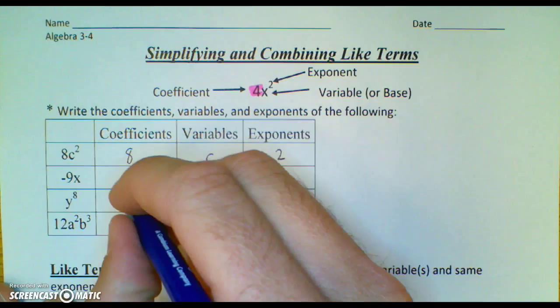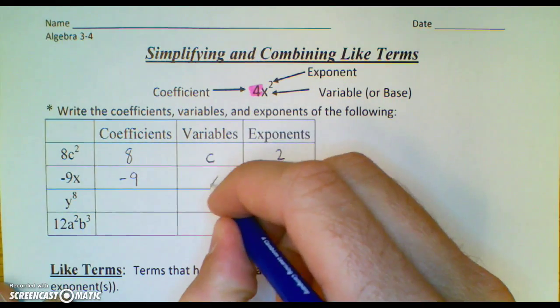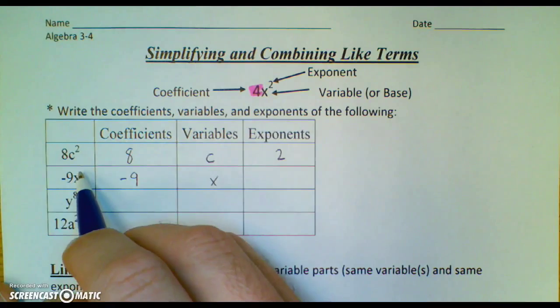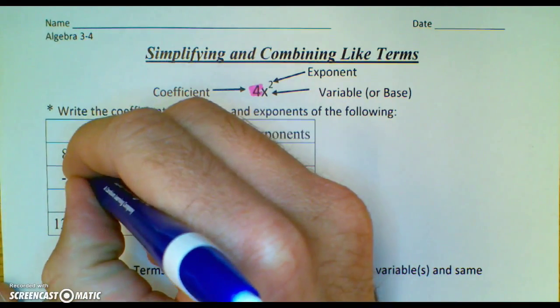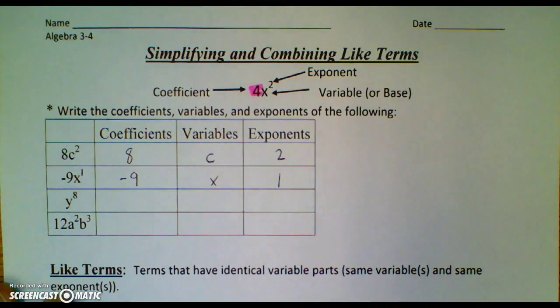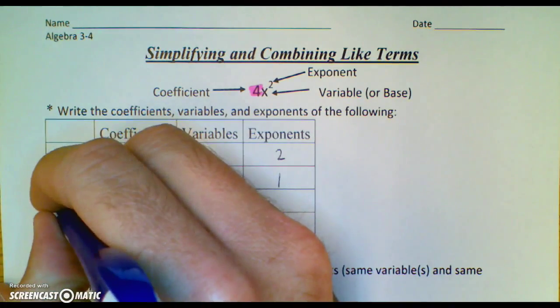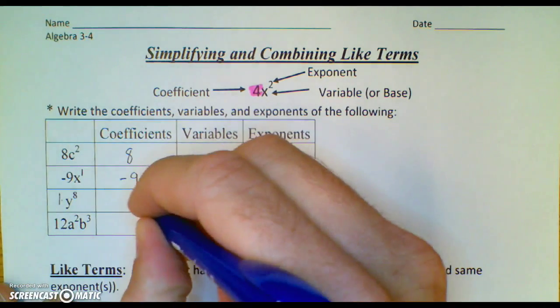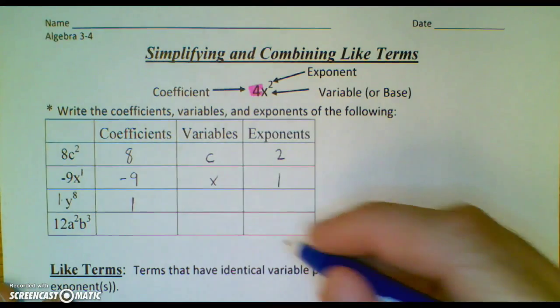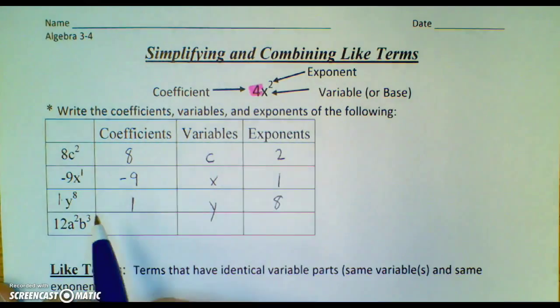In this problem, my coefficient is -9, my variable is x, and when you do not see an exponent, it means that there's an exponent of 1, because anything raised to the first power is multiplying it times 1. Here, I don't see a coefficient, so the number we always say in front is 1 if there is no coefficient. So 1, the variable is y, and 8 is the exponent.